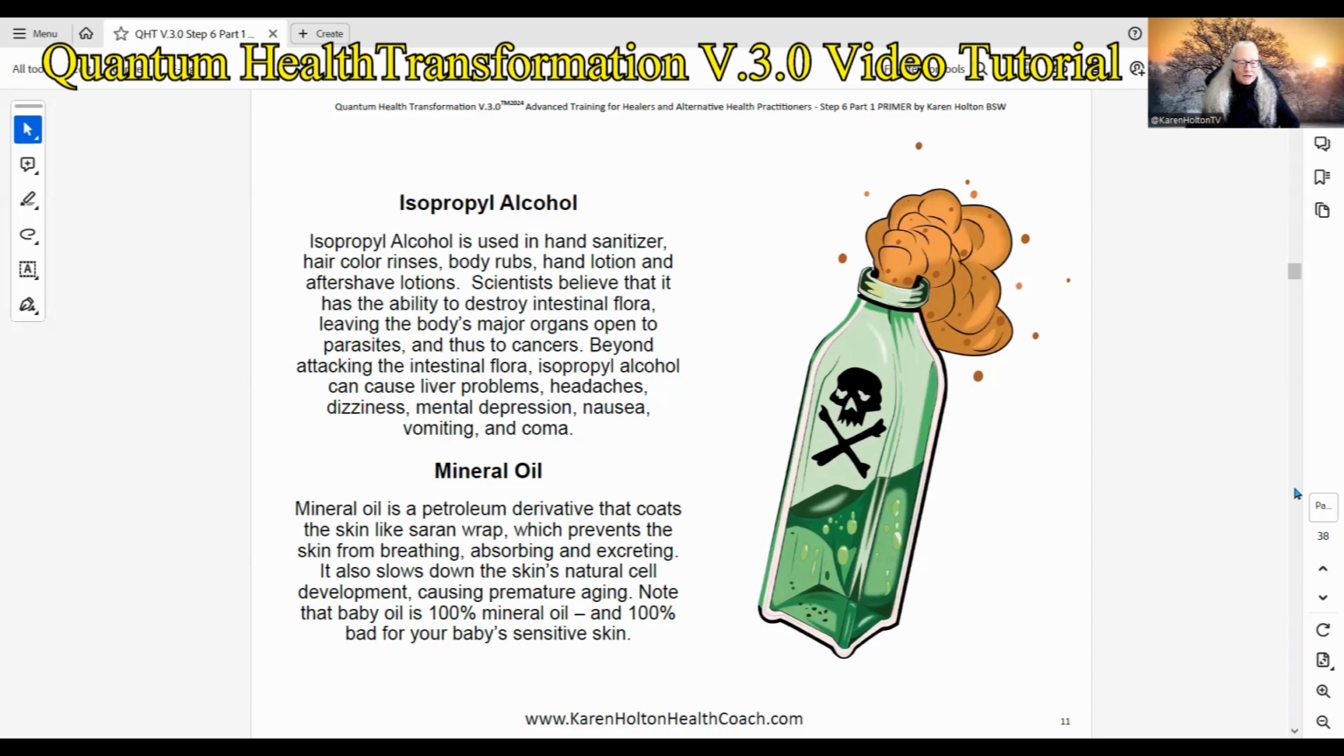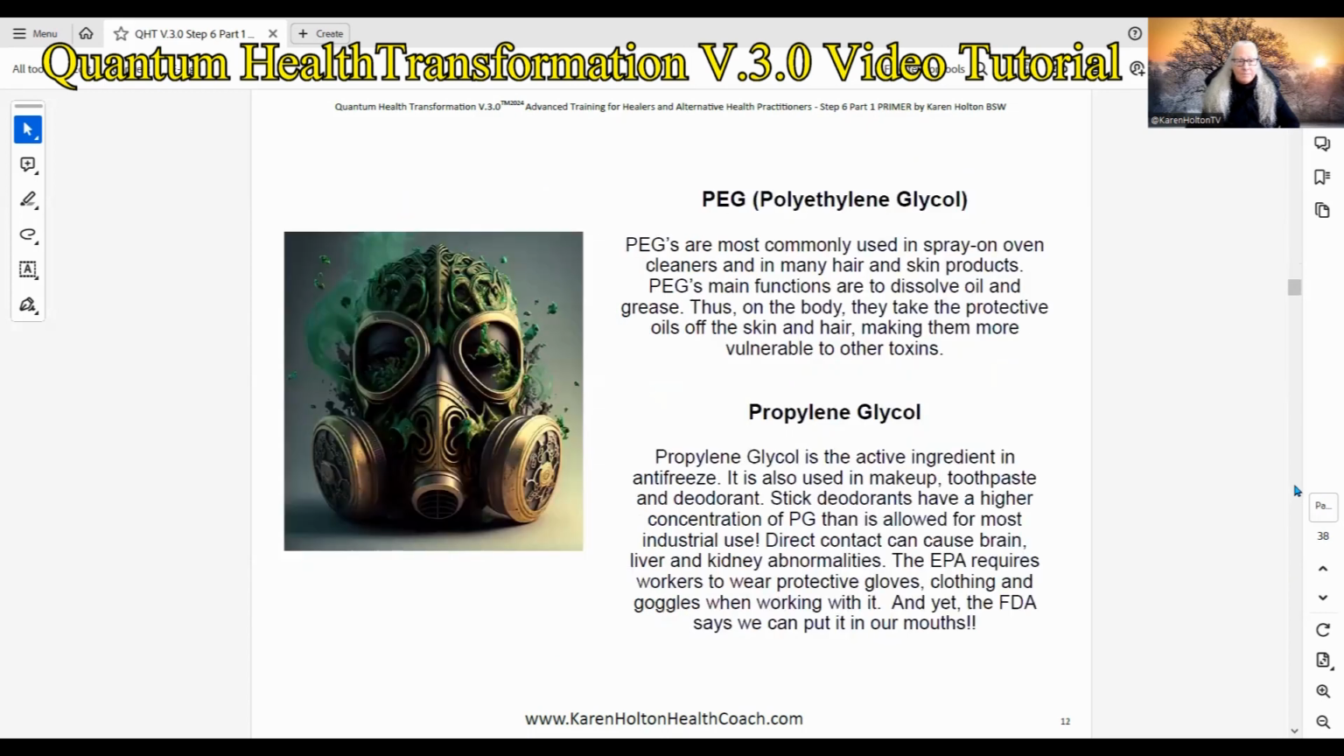Mineral oil. Mineral oil is a petroleum derivative that coats the skin like Saran Wrap, which prevents the skin from breathing, absorbing, and excreting. It also slows down the skin's natural cell development, causing premature aging. Please note that baby oil is 100% mineral oil and 100% bad for your baby's sensitive skin.